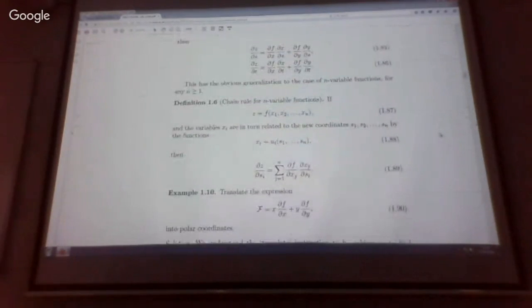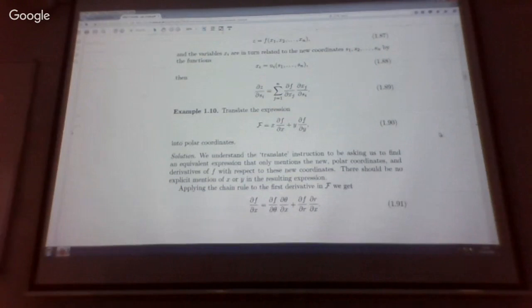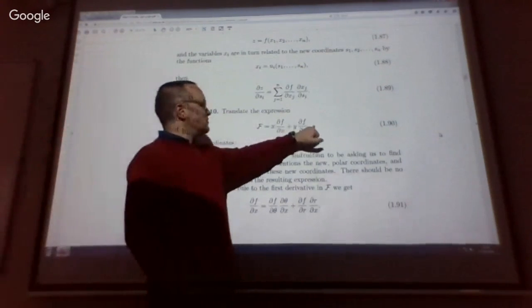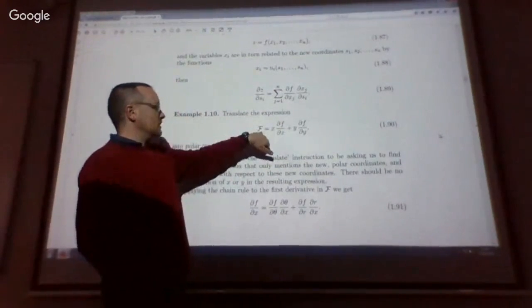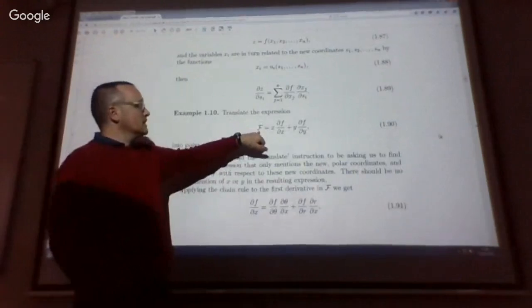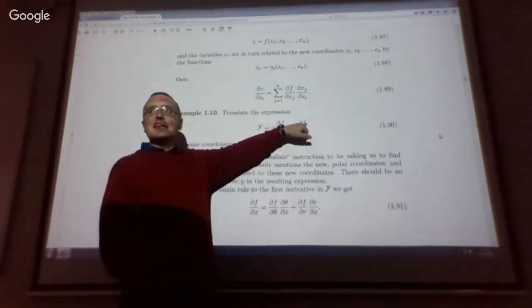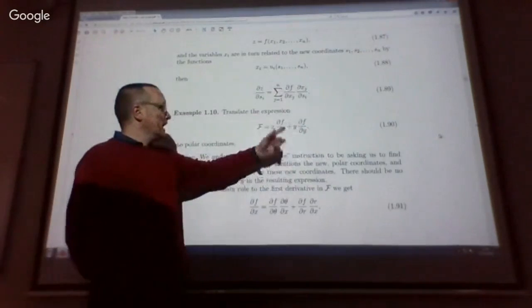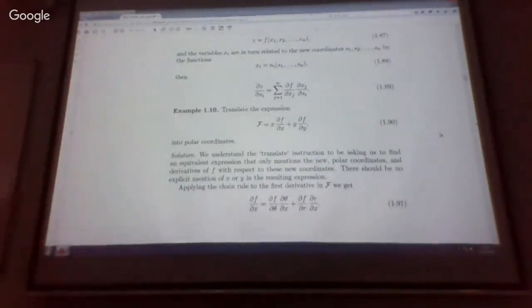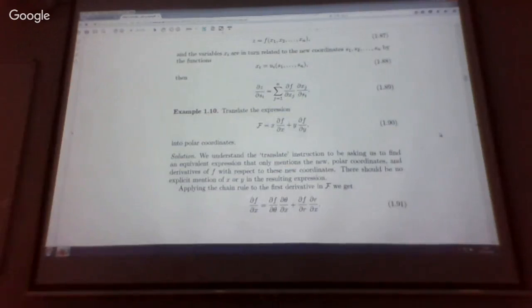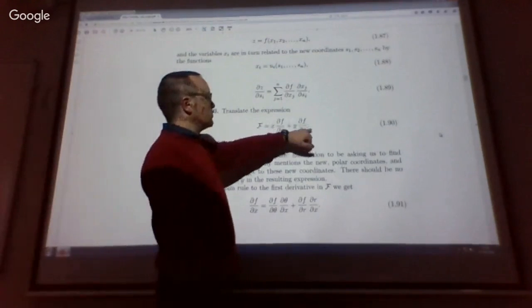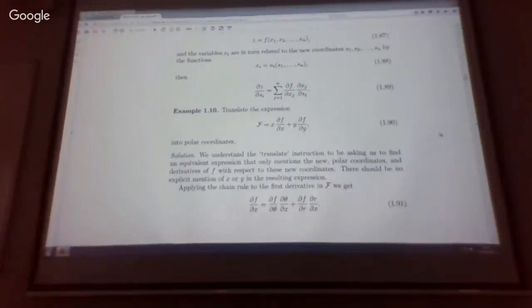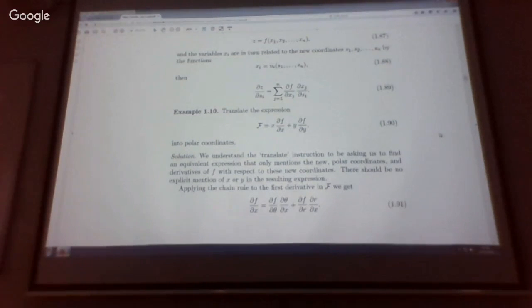So let's look at this example down here. This example is about the situation where you've got Cartesian coordinates x, y for the plane and polar coordinates r and theta. And what we've got here is this expression, which I've just called curly f, like a script handwriting f. So this is some kind of differential expression in terms of Cartesian coordinates and some function f of the two variables x and y. So it's x times df dx plus y times df dy. This might be an expression that appears in a partial differential equation governing the motion of a fluid or something.